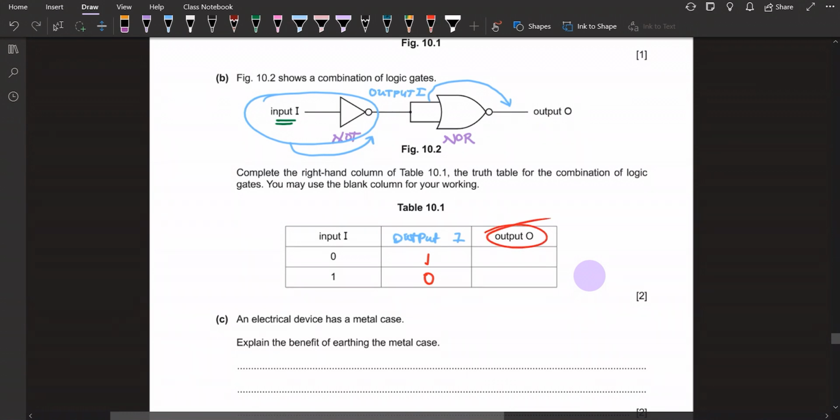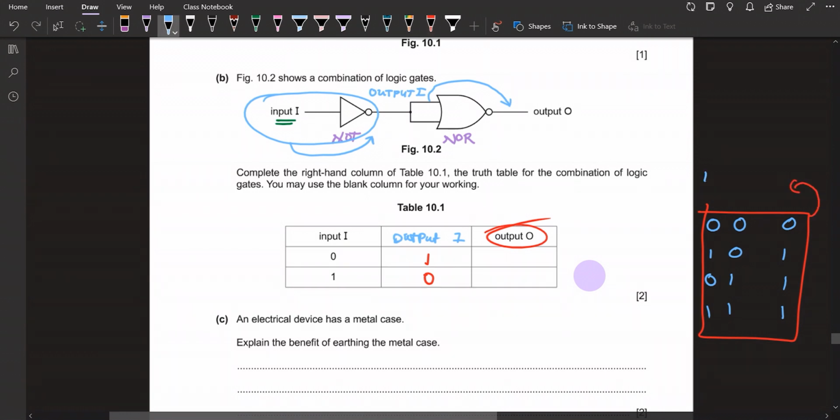So we can write the truth table for OR gate. 0 plus 0 is going to give us 0, 1 plus 0 is going to give us 1, and 0 plus 1 is going to give us 1, and 1 and 1 is going to give us 1. So this part is for OR gate, but for NOR gate it's going to be opposite of the outputs, which is going to give us 1 0 0 0. So the only condition where both inputs are 0, the output is going to be 1.